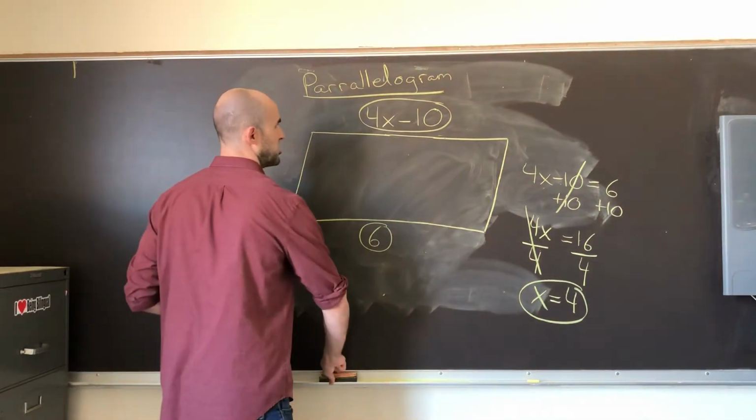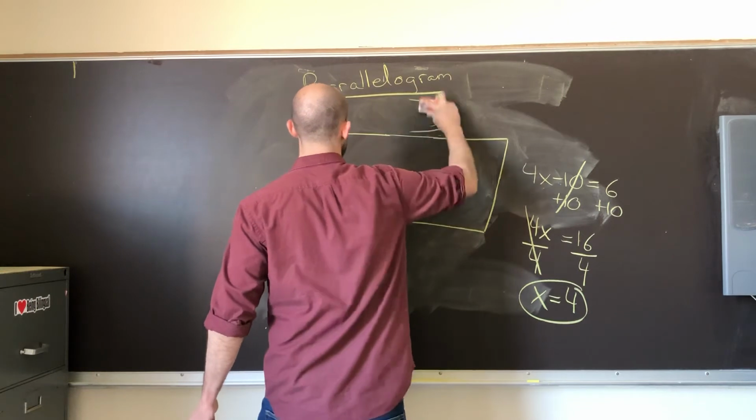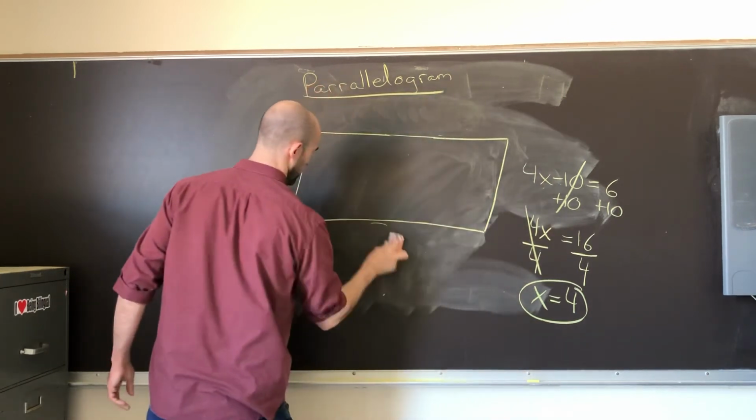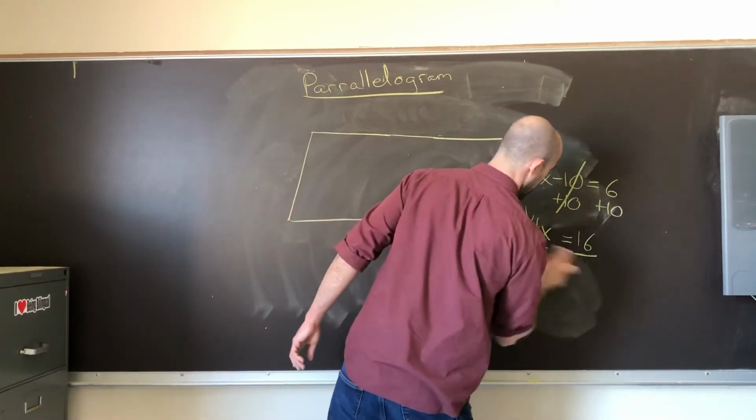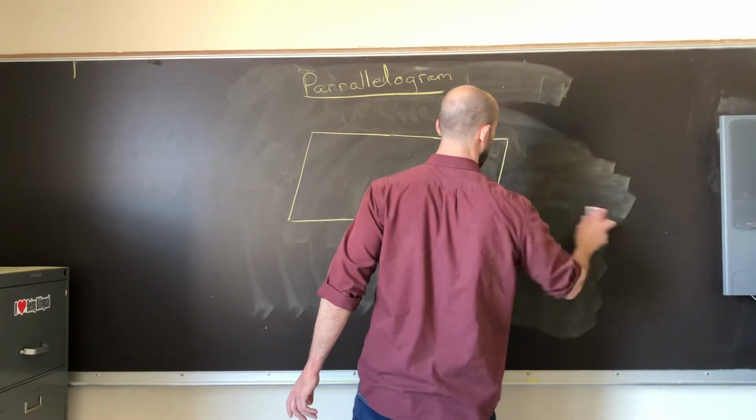So again, that's how we just apply it, right? Knowing that opposite sides are always going to be equal and always going to be congruent to each other, right? But now let's look at the angles, right? Because the angles are also important, guys, when it comes to parallelograms.